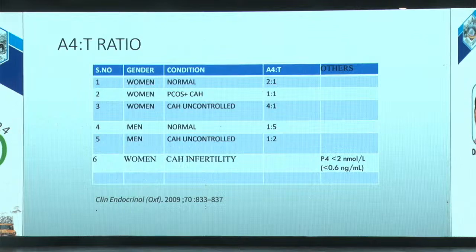If you have PCOS as well as CH, then the androstenedione to testosterone ratio becomes 1:1, because you have increased production of testosterone in PCOS as well as increased production from the downstream metabolites of androstenedione. If you have uncontrolled CH, the ratio goes up to 4:1. This is an early morning ratio, because you have more production of androstenedione from the adrenal gland in uncontrolled CH. In males, the normal ratio is 1:5, because the predominant androgen produced is testosterone. If you have uncontrolled CH, more androstenedione is produced from the adrenal, so the ratio goes to 1:2.